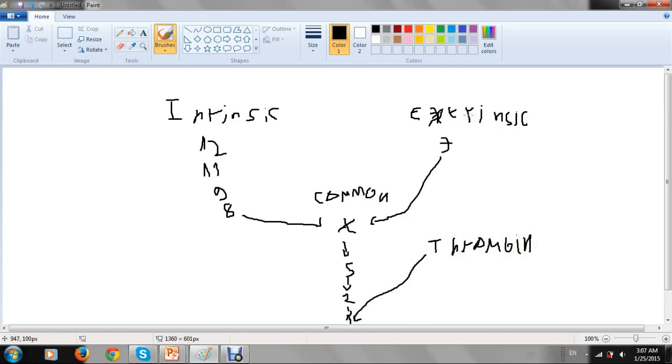And the job of thrombin is to convert fibrinogen to fibrin. So this is the reaction, fibrinogen to fibrin, mediated by thrombin.